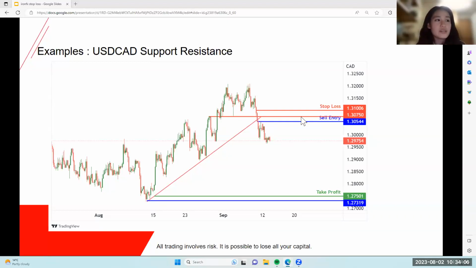So remember I mentioned that when we have significant areas of resistance that we want to place our stop loss beyond it. So that's exactly what we did here. And then as for our take profit, over here I have a big swing low over here. So which is why I place my take profit before it instead of below it over here.